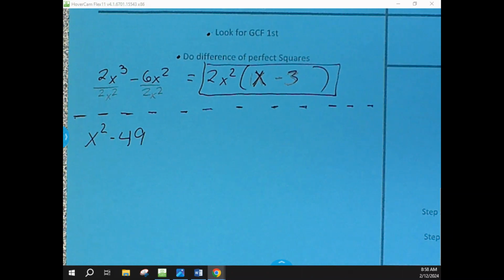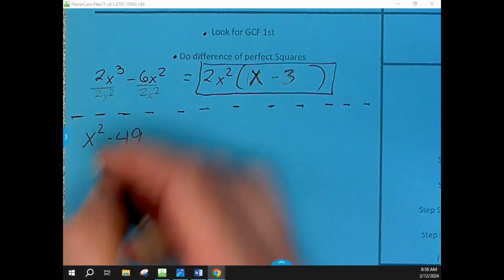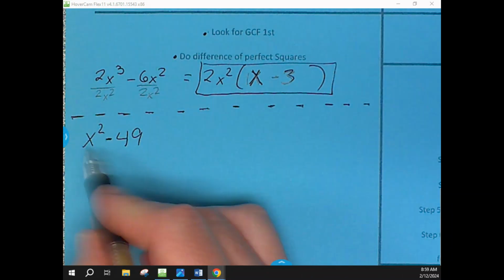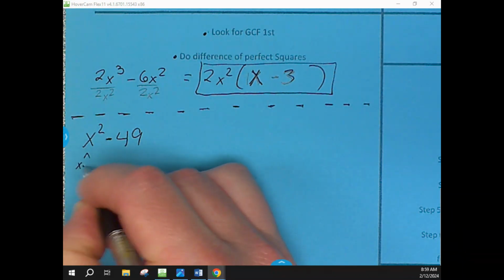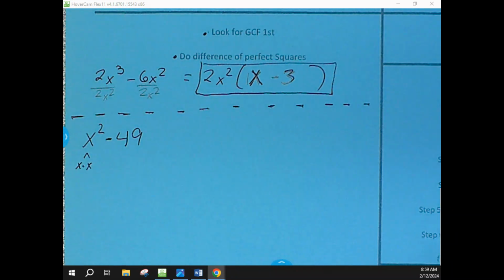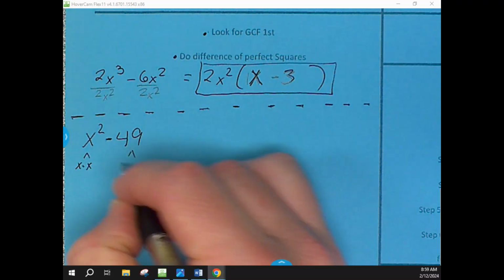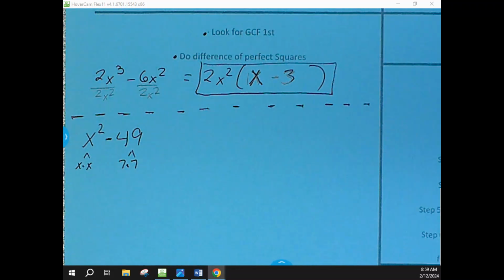Okay, because if it's difference of perfect squares, the first thing is there's going to be a minus in between the 2 terms. And what makes it perfect squares is that x squared is x times x. And then 49 is 7 times 7, right? That's a perfect square number. It's 7 times 7. It's 5 times 5. It's 6 times 6. 11 times 11, something like that.